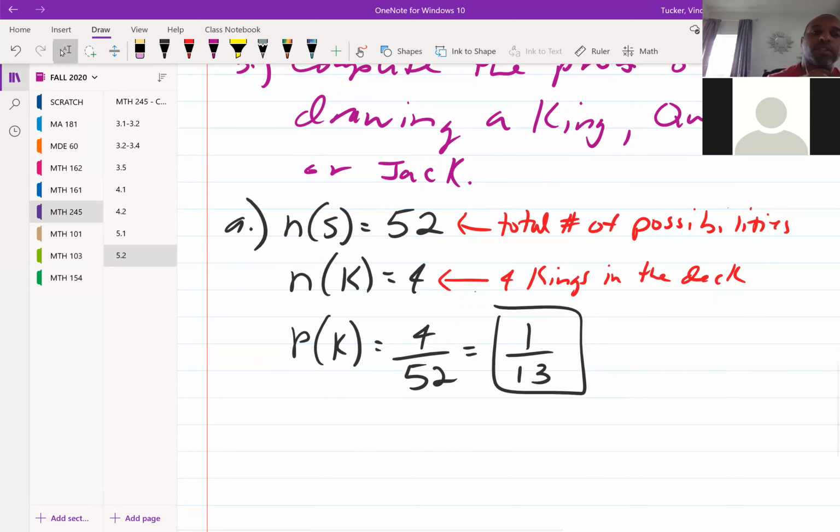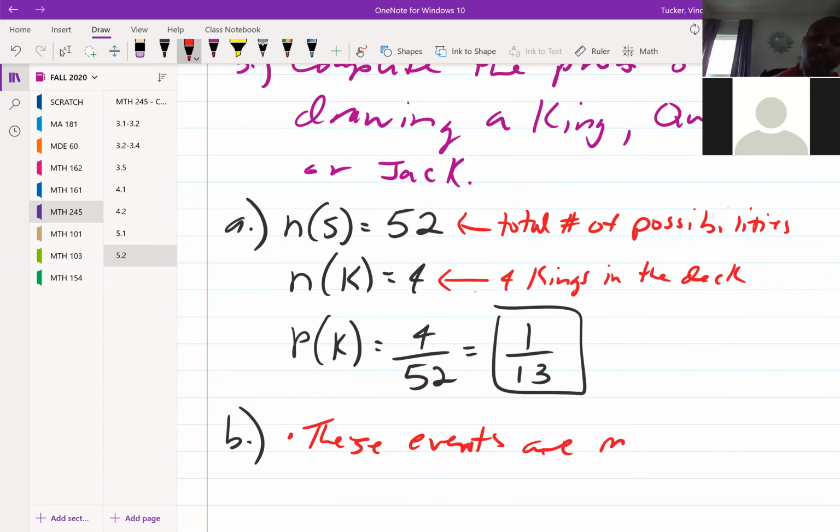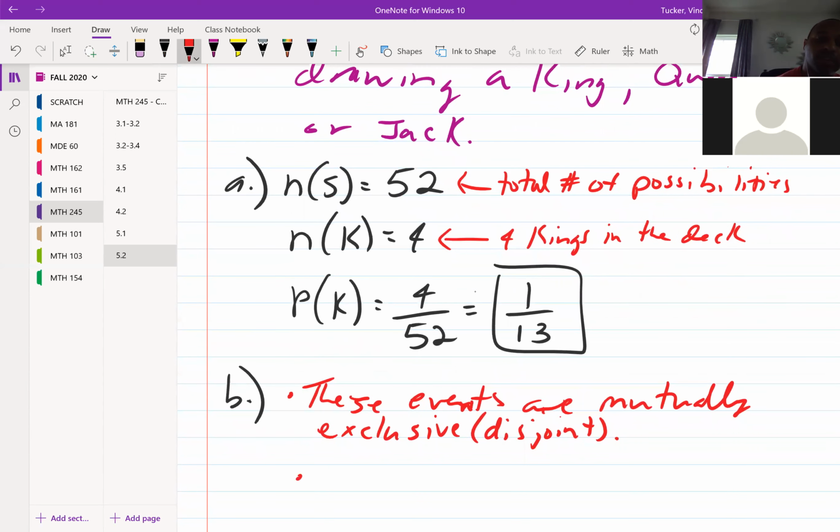All right. So B wants to find the probability of drawing a king, queen, or jack. Now, one thing we need to establish or make sure we're okay with is the idea that these events are mutually exclusive. Or in other words, disjoint, remember disjoint and mutually exclusive are the same thing. They do not have any cards in common.